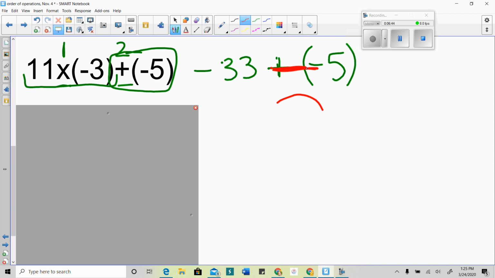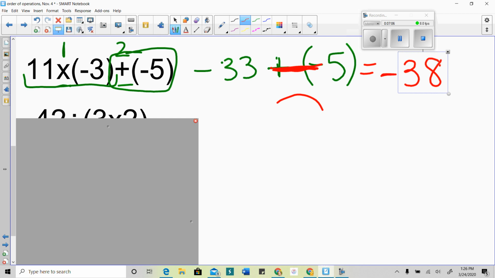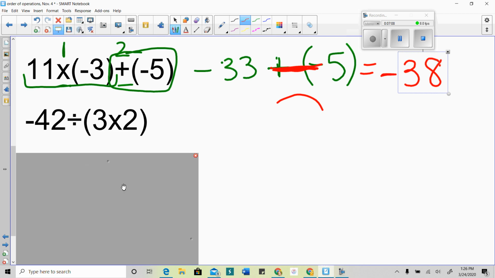So now I've got -33 minus 5, or -33 -5. So now these both have the same sign. So since they're the same sign, they're going to go together. So 33 plus 5 is going to give me 38. And because that is a negative and a negative, that answer would be a total of -38. Okay, going on to our next one here.